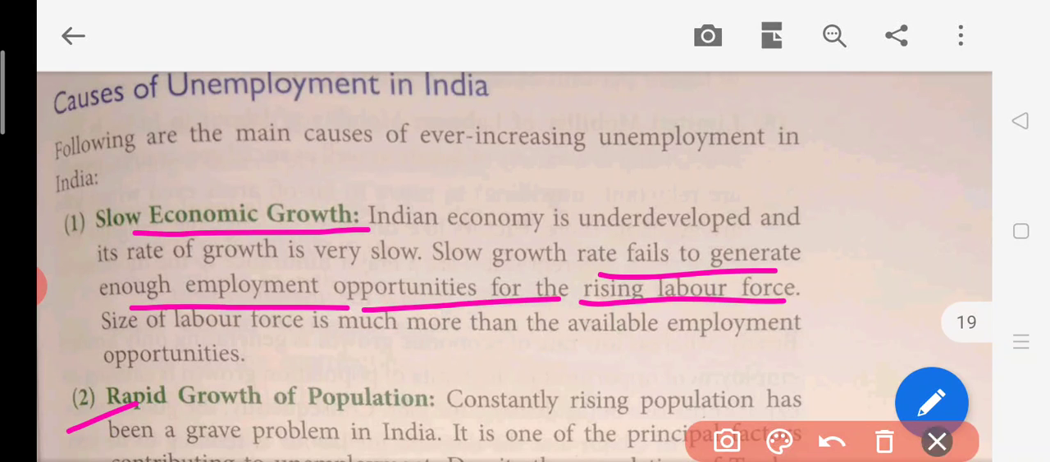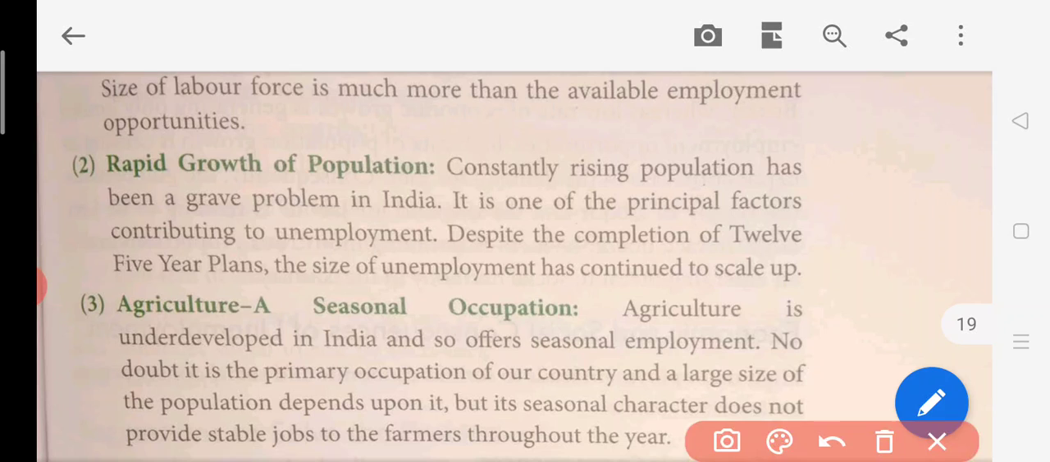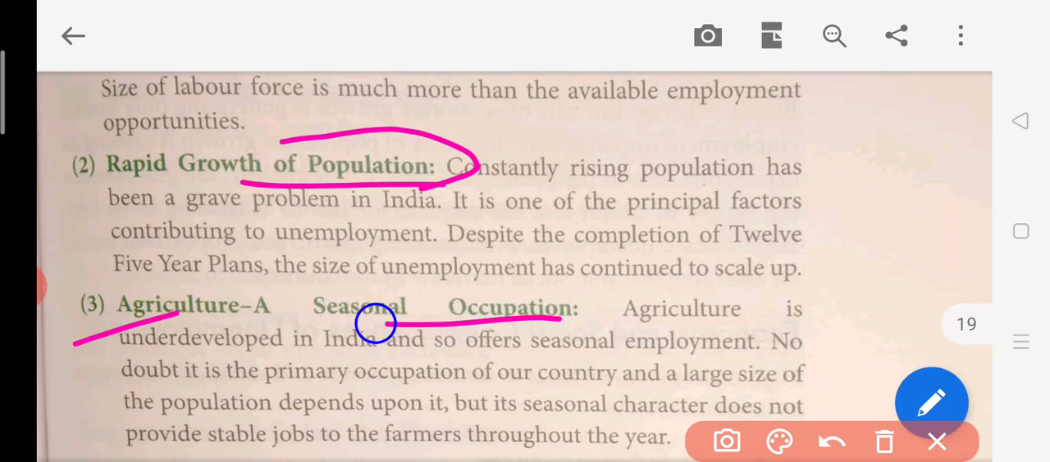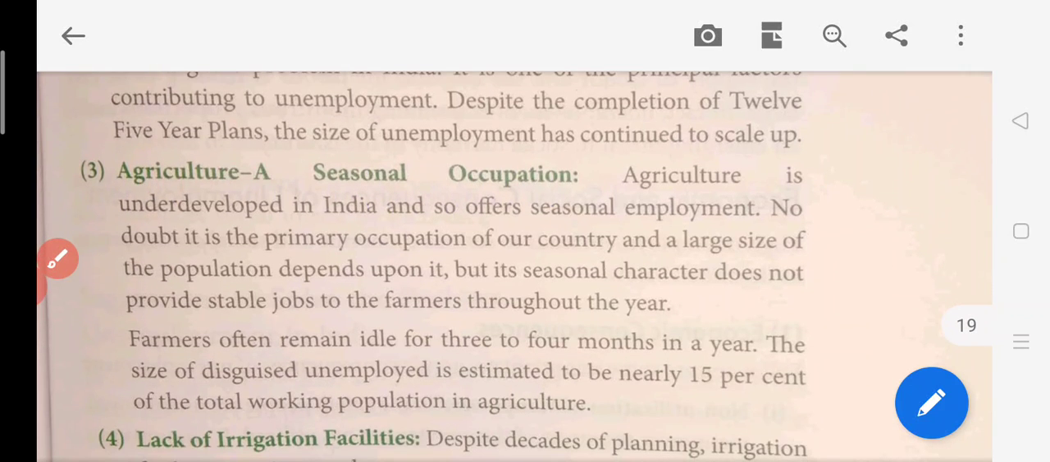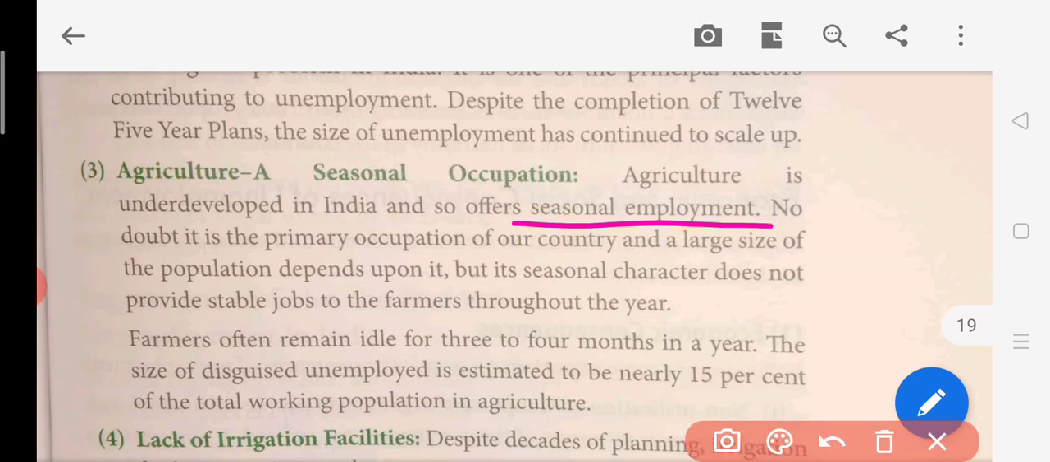Then second, rising population, another problem. Population is rising and it's not possible to provide a job to each and everyone. So because of this increasing population, this is the second reason. Then agriculture, a seasonal occupation. In a country like India, that's called seasonal unemployment, because the people are busy doing only seasonal work, or seasonal agriculture only.